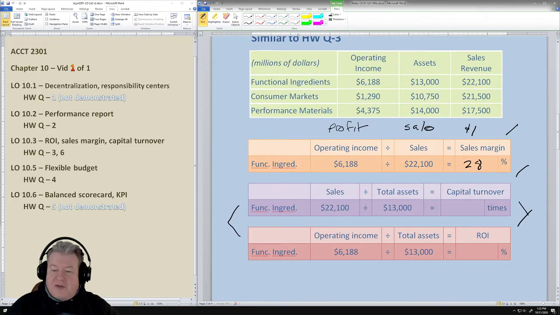So you have 13,000 in total assets. What did they generate for you as far as top line sales? Well, here, once again, notice that we look at this as 1.7 times. We could also think of this as 170%. And then operating income to total assets, well, this comes out to 47, kind of an odd number, 0.6%. But if we divided 47.6% by 170%, we would actually get 28%. So all three of these numbers are related, and just understand what they're telling you.